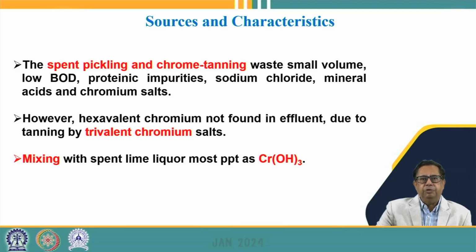And as soon as we mix this spent pickling and chrome tanning liquor with the lime liquor, it may result in the precipitation of chromium hydroxide, because as the pH rises because of this mixing, the chromium 3 may be converted to chromium hydroxide precipitate, and this may settle down as a sludge.